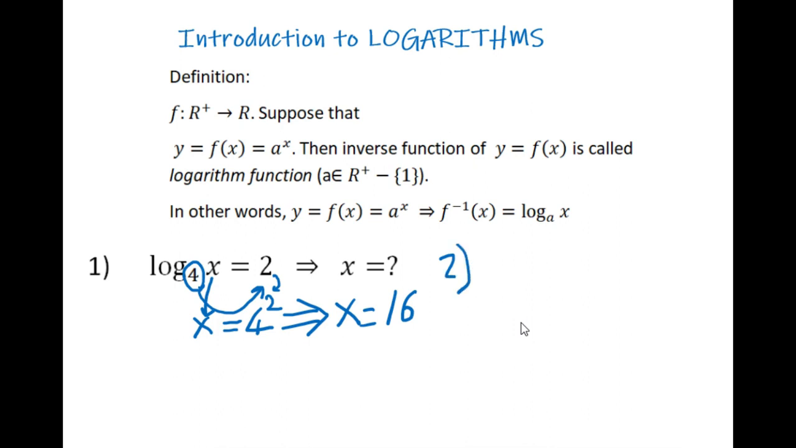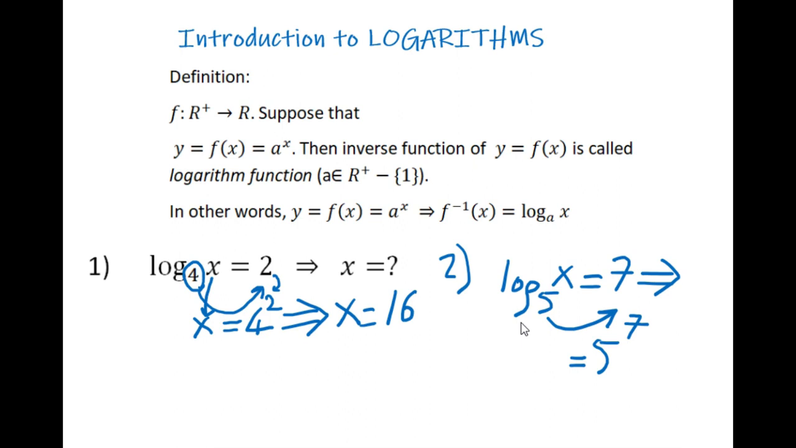Let's take a look at another example. Log base 5 of x is equal to 7, if this is the case, then what is x? Again, the same thing, okay? Bring this 5 here, and then 7 comes as a power or as an exponent to the 5. And then just carry this x directly as it is to the other side. So x is equal to 5 to the power of 7.